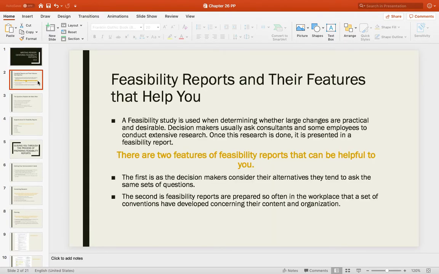So basically, a feasibility report is used when determining whether large changes are practical and desirable. Decision makers usually ask consultants and some employees to conduct extensive research, and once this research is done, it is presented in a feasibility report.